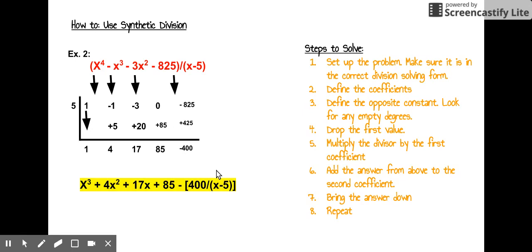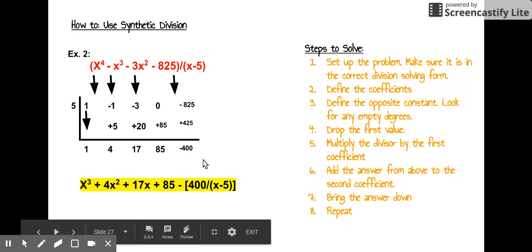Then if you bring all that down and drop the degree, you get x cubed plus 4x squared plus 17x plus 85 minus 400 over x minus 5. Write it like that, because that is our remainder. Remember, the last value is always our remainder.